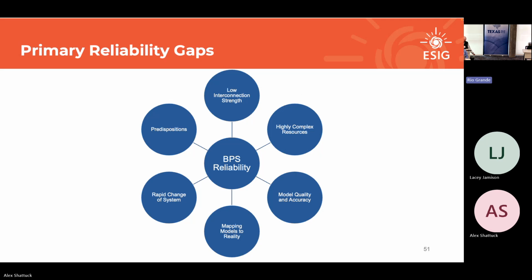And the mapping of models to the reality, right? None of the study work we do means anything unless we can actually put a solution in the ground. Otherwise, we're just doing studies for the sake of it.